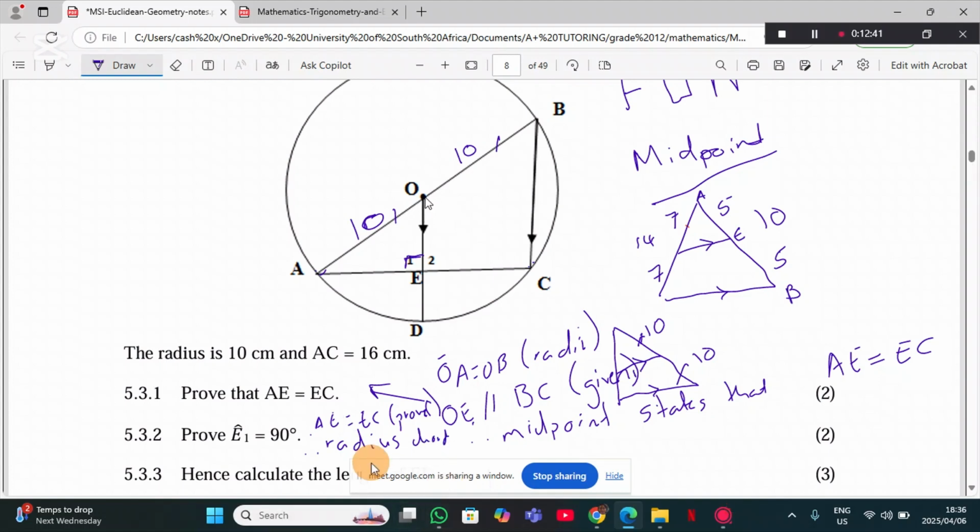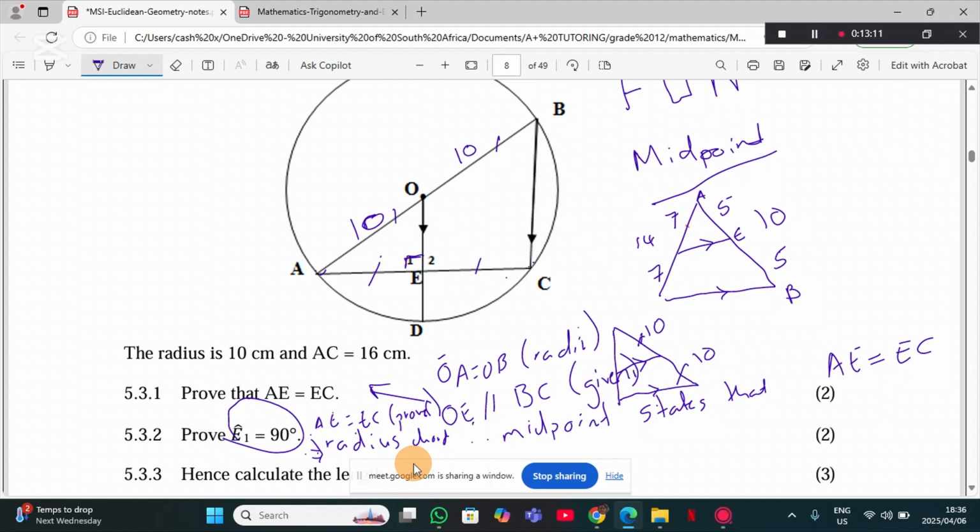Do you see that this is a radius? The minute I have said these are equal, the radius chord theorem states that when a line from the center bisects the chord, then it is perpendicular to the chord. That's what you need to mention here to tell them that it's 90 degrees.